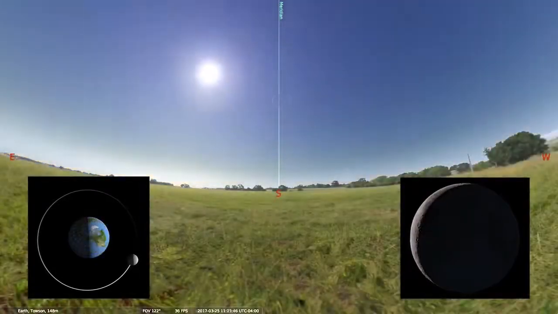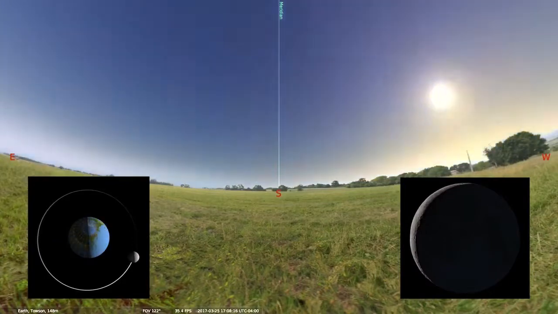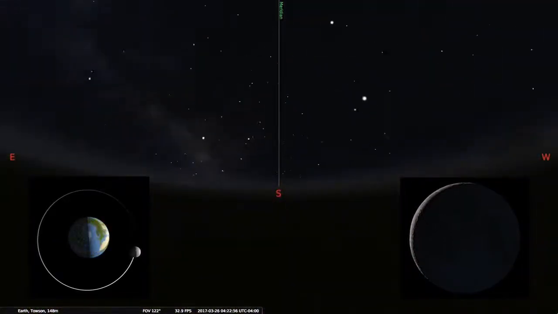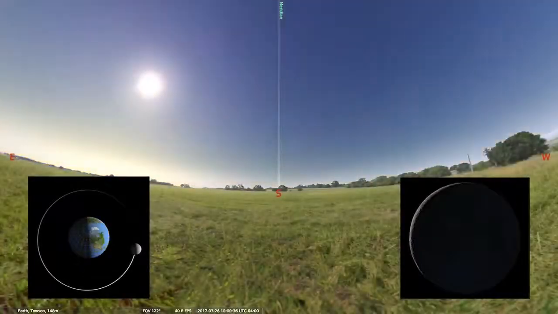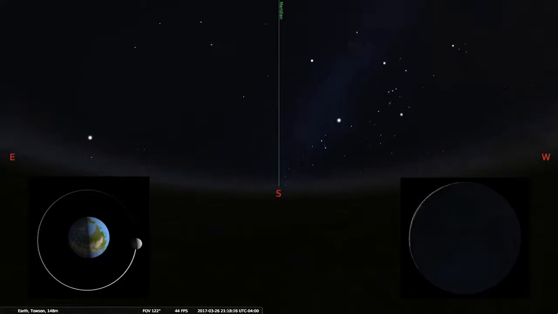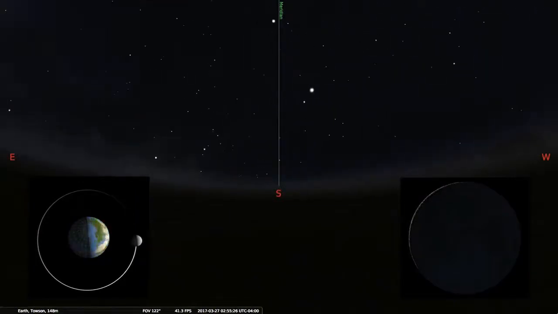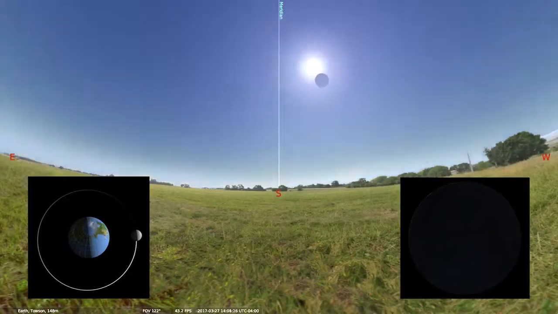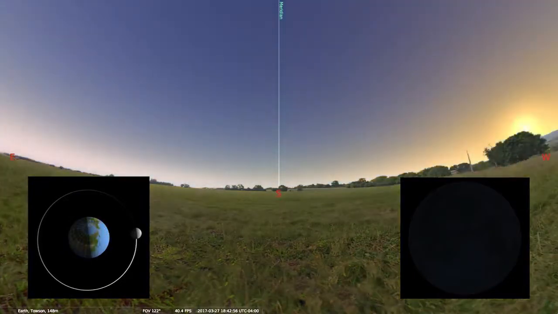Pretty soon, the moon comes back to its new phase, and therefore the new moon is going to rise with the sun, and it's going to transit the meridian approximately at the same time as the sun, and it'll set at sunset. So let's watch that now. And there we go. So a full lunar cycle as seen from our home.